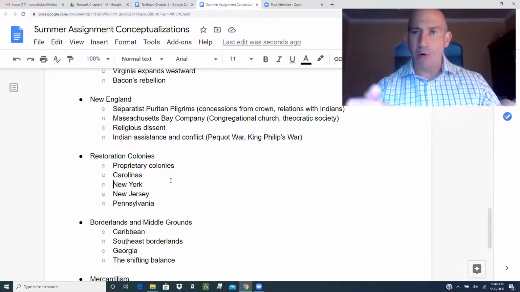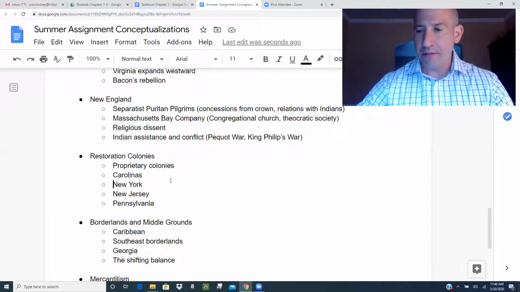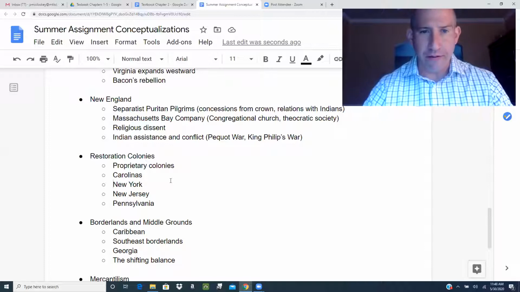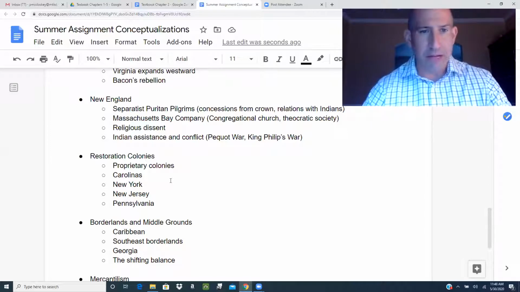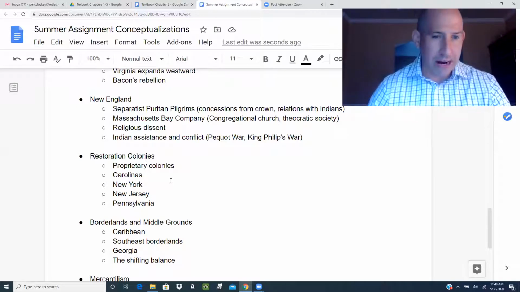Without going into detail about each of these, because that's why you're reading the book, you'll see that they're founded with different objectives and they're run in very different ways. They have very different systems of government. Pay particular attention to Pennsylvania there.